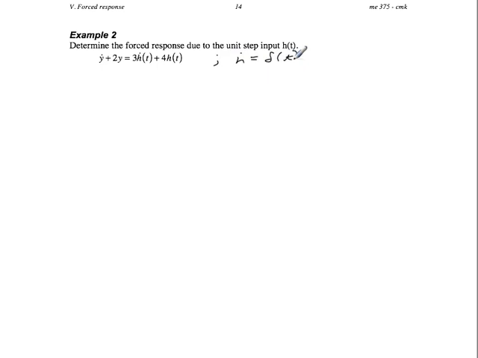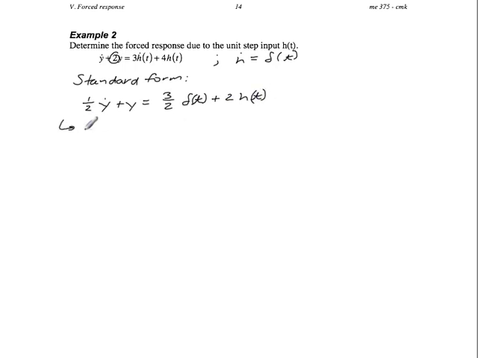So what I'm going to do first is put this in standard form. That helps us compare our results here with what we found in lecture, which is true in general for first order. So I divide again by the coefficient appearing in front of y. So I get 1/2 y dot plus y is equal to 3/2 h dot, that's delta of t, plus 2 h of t.